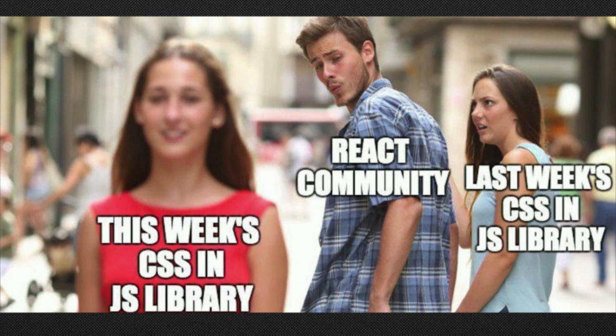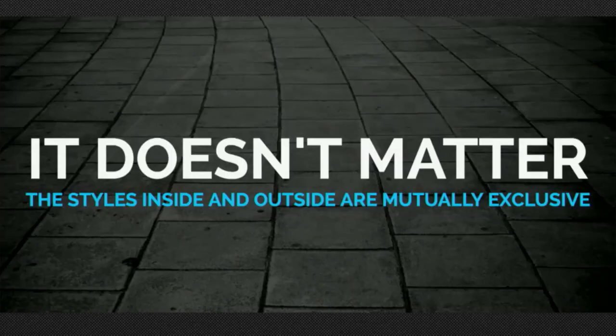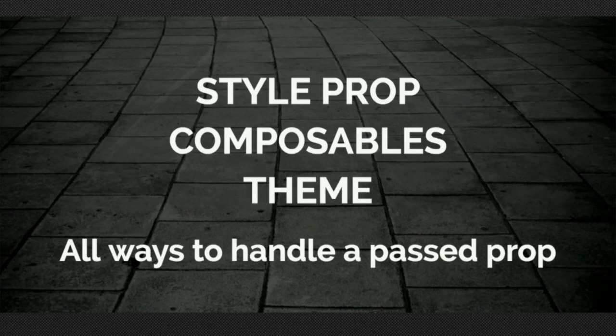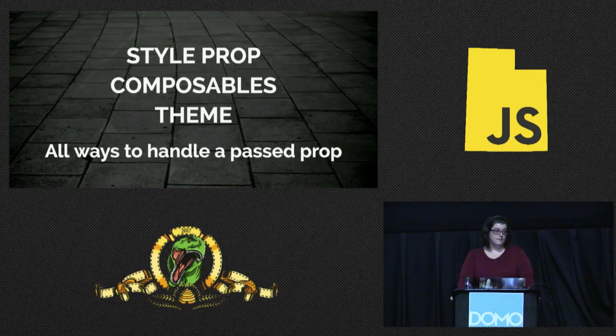we have a lot of CSS and JS libraries, and a lot of us are still using Sass and Less with CSS components. So how do we figure that out? And the truth of the matter is it doesn't matter. The styles inside and outside are mutually exclusive. So let's look at this. We have styled props, we have composables, we have theming, but they're all just ways of taking a prop and then passing it through your component to restyle it.